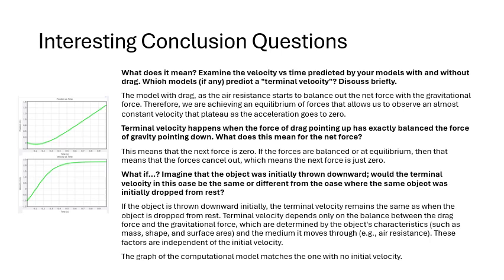For the interesting conclusion questions, velocity times time was predicted with our models without drag. Terminal velocity means that it reached a constant velocity because the forces are balanced and it was at equilibrium. This is what we found out. Terminal velocity happens when the force of drag pointing up has exactly balanced the force of gravity pointing down. This means that the net force is 0 because the forces are balanced out.